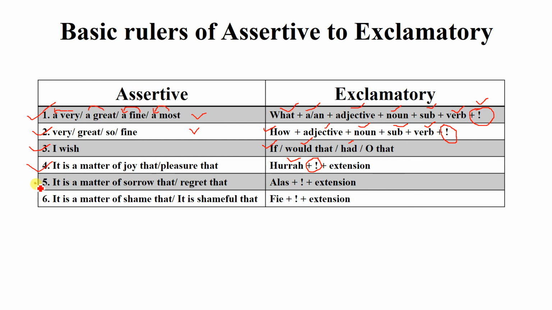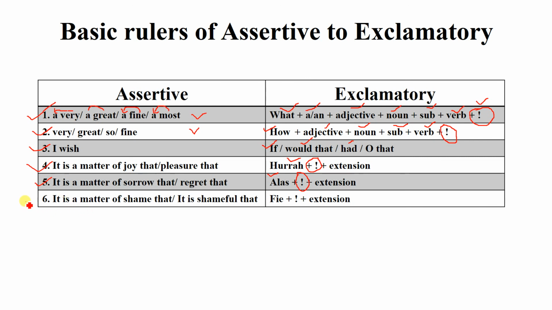Okay. Number five: if any statement contains "it's a matter of sorrow that" or "regret that," instead of sorrow and regret, you have to use "alas." After "alas," you have to write a note of exclamation and then the rest of the sentence.